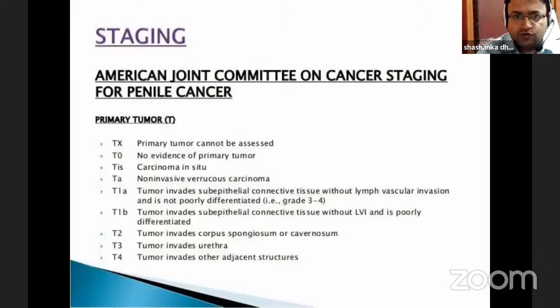So the staging, carcinoma in situ. This staging keeps changing a little bit with every passing year. So I don't think they'll ask you in detail about the cancer staging, but the basic idea is Ta is a non-invasive verrucous carcinoma. T1a invades the subepithelial connective tissue without lymphovascular invasion, and T1b invades subepithelial connective tissue with lymphovascular invasion. T2 is corpus spongiosum or cavernosum. T3 invades the urethra. T4, other adjacent structures.